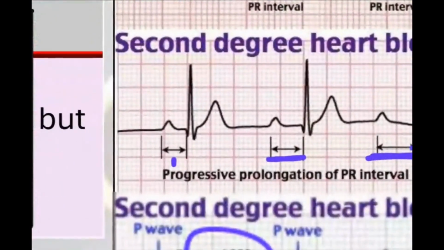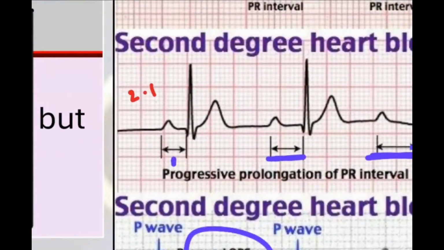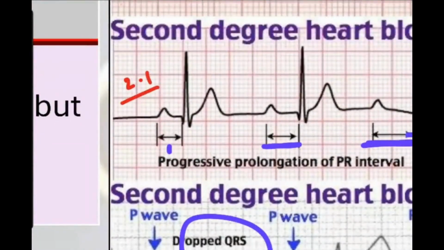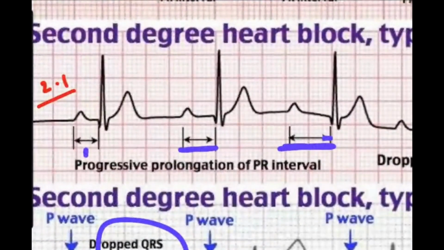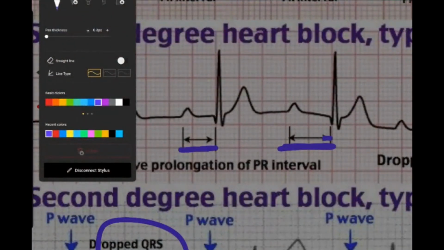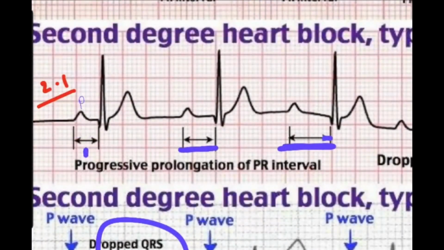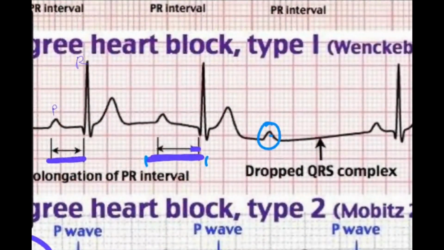Now second degree, in 2.1, second degree type 1, you see the PR interval is progressively enlarged. This is P, and this is R. So progressively the PR interval is enlarged until only a P wave came but no QRS complex came. Meaning here block happened. This is second degree block.